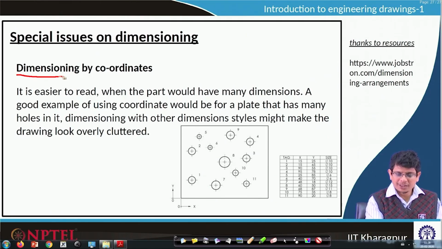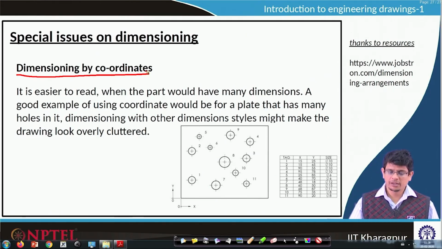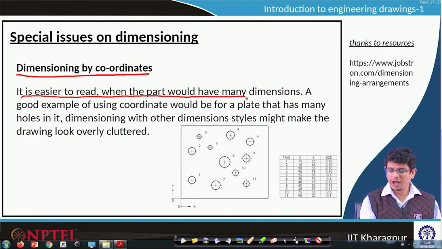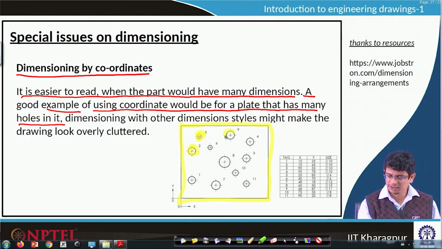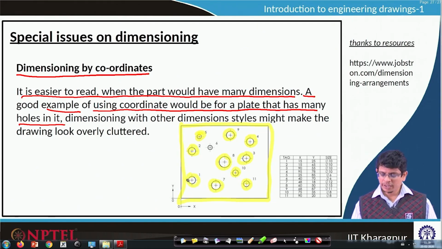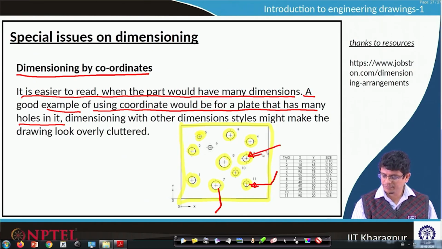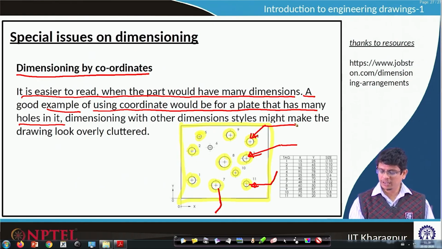Sometimes we might require to use dimensioning by coordinates also. It is easier to read when the part would have many dimensions. Let us consider an example of using coordinates: a plate that has many holes in it. Let us look at that plate. This is the plate. There are many holes of different sizes. Now, if someone would like to start showing the dimensions, it becomes a bit clumsy. It becomes very clumsy. So, it is not a good idea to show all these dimensions around that object.